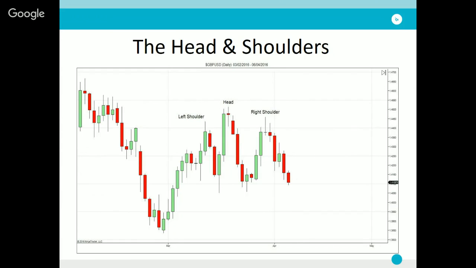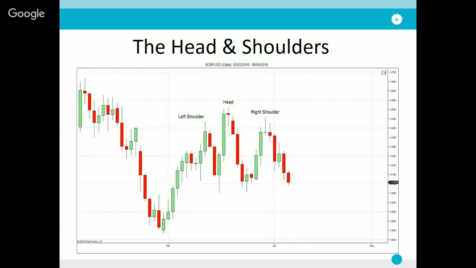And again, once you get used to spotting these patterns, you'll see that they tend to jump out at you. Once you have your left shoulder and your head in place and you have the clear neckline, then you simply monitor the right shoulder area, looking for that price action signal. Really great setup to keep an eye out for. The price action gets you in early with tight risk and gives you great risk reward.